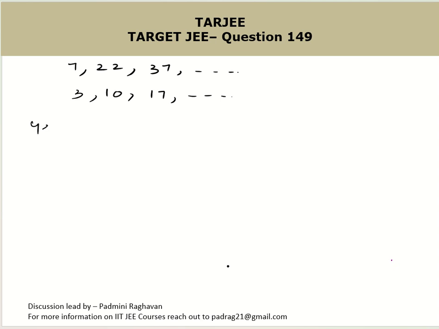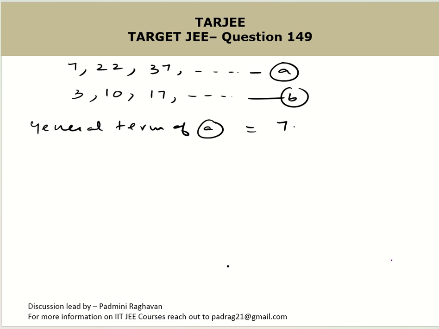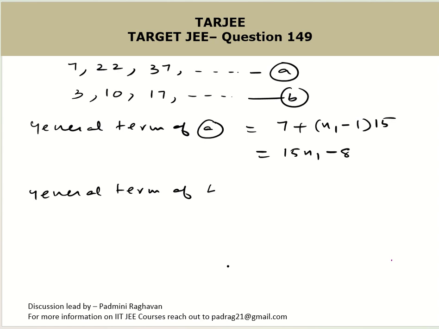Let me take a general term of series A and series B. The general term of series A is going to look like 7 plus (n1 minus 1) into 15, instead of n, let me call it n1. So this is going to look like 15 n1 minus 8. Similarly, let us write a general term of series 3. The general term of B is going to look like 3 plus (n2 minus 1) times 7.